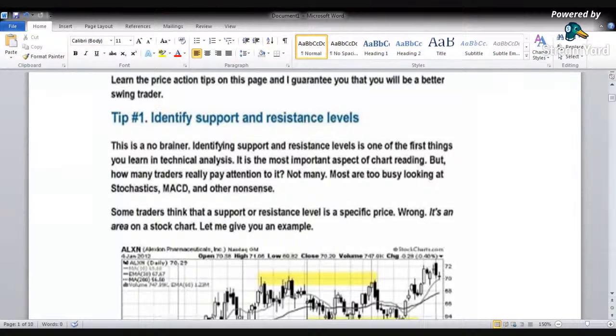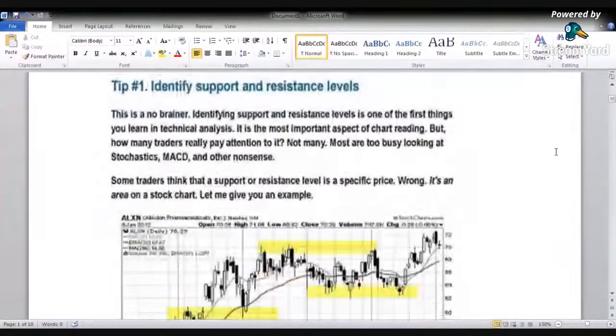This is very important in trading. You need to identify support and resistance level. Okay. As mentioned here, there is no brainer. Identifying support and resistance level is one of the first things you learn in technical analysis. Okay, it is very important. It is the most important aspect of chart reading. But how many traders really pay attention to it?